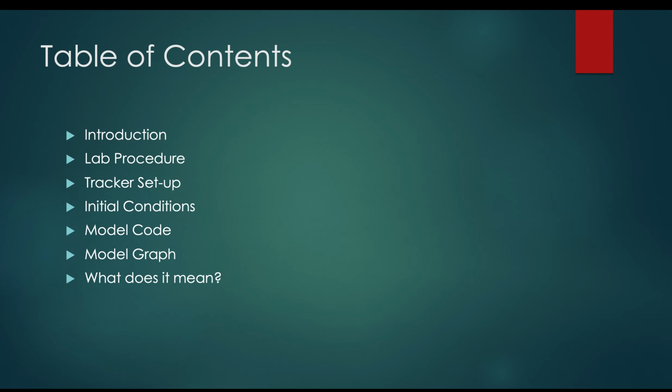So today, I'll talk about a small introduction to the lab. I'll describe the lab procedure, my tracker setup, the initial conditions for my code, and how the initial conditions for my code were generated. I'll describe the code that I wrote to model this motion, as well as the graph this code produced, and then analyze what all this information means.